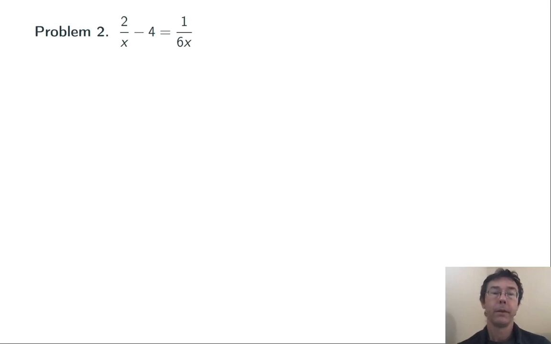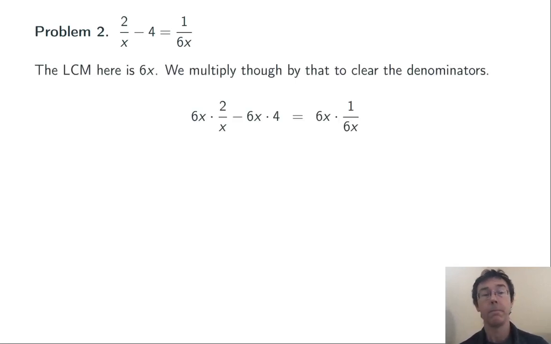Problem 2. 2 over x minus 4 equals 1 over 6x. I have x's in the denominator now, but the process is exactly the same. I get the least common multiple for the denominators, 6x, and multiply every piece of my equation by that LCM. Then I cancel common factors between numerators and denominators and simplify. I get 12 minus 24x equals 1.